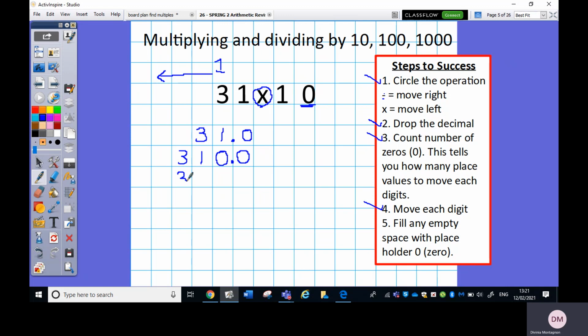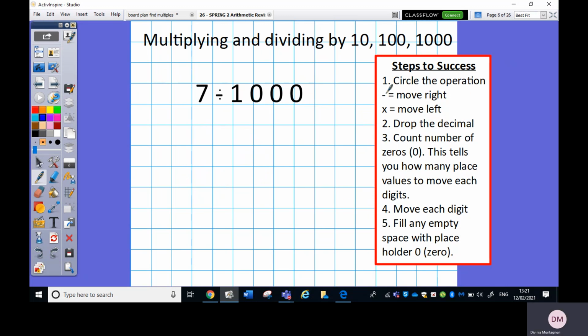However, 310 is also correct. So either of these answers are correct. Great. Okay, let's move on to the next one. Circle the operation. Which direction are we moving in? Tell me.